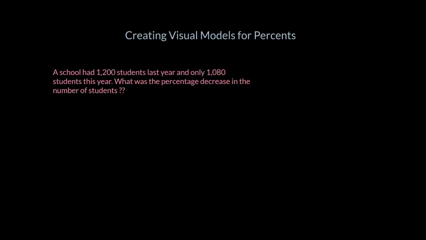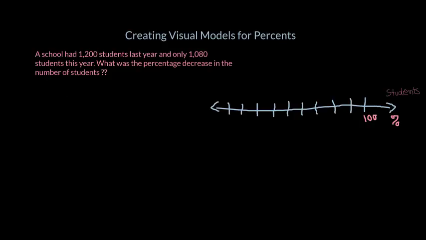Here's the problem that we will be going over today to visually represent percentages, and it is: a school had 1,200 students last year and only 1,080 students this year. What was the percentage decrease in the number of students? So what we need to do is to draw this double number line to represent the amount of students comparing to the percentage.